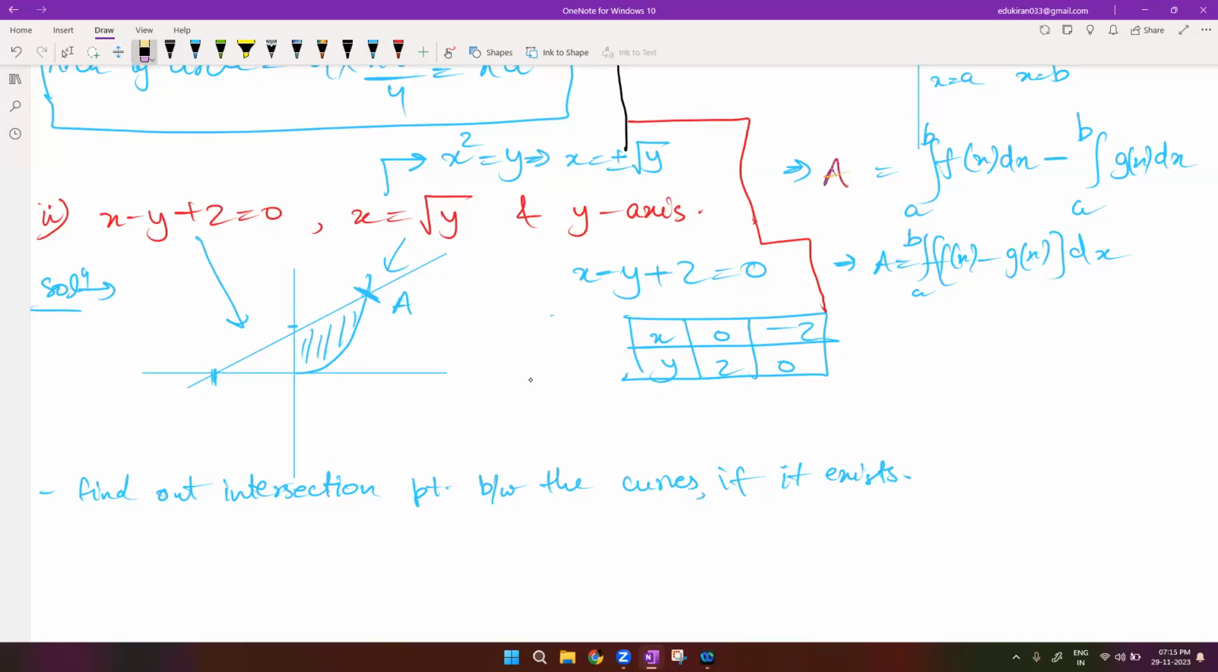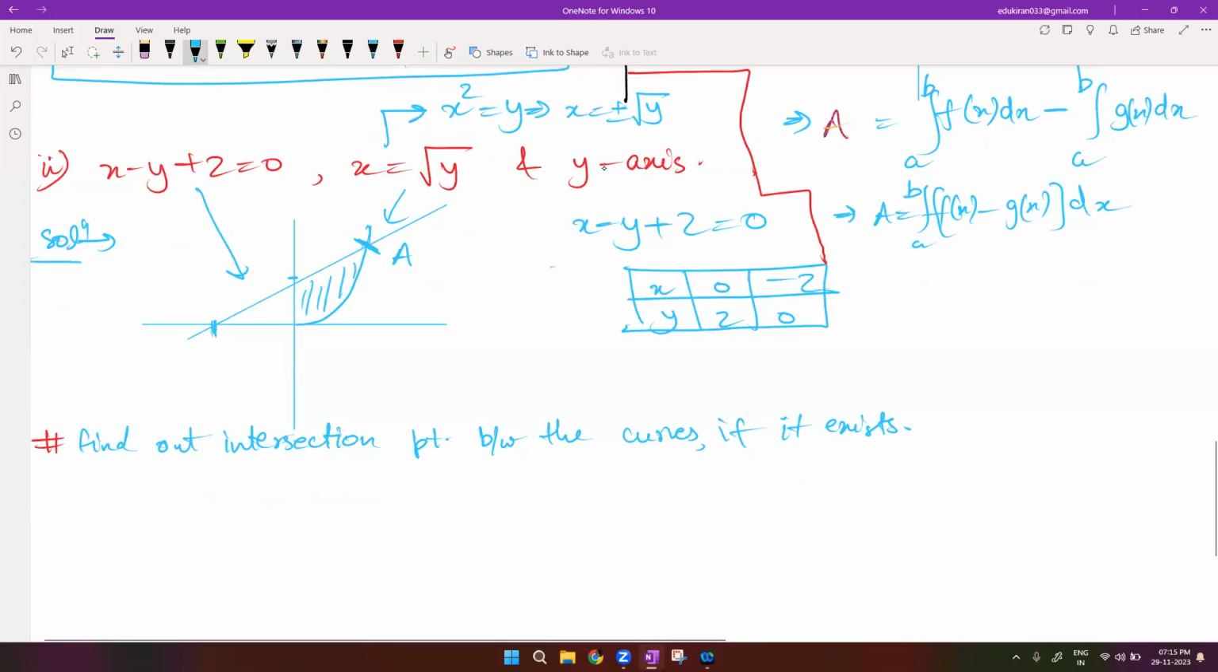And remember this, because without finding the intersection point, we won't be able to find out the intersection area as well. So to find the intersection point in this case, I will simply substitute x is equal to root y in the first equation.